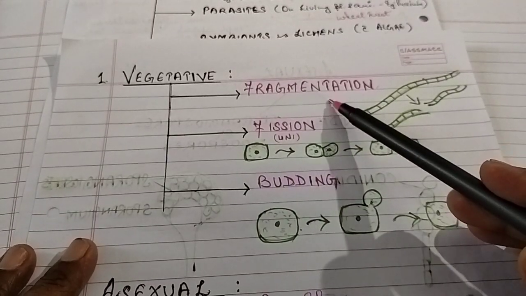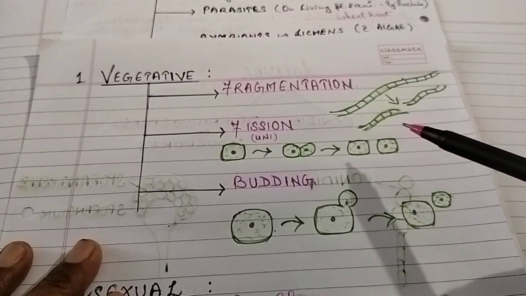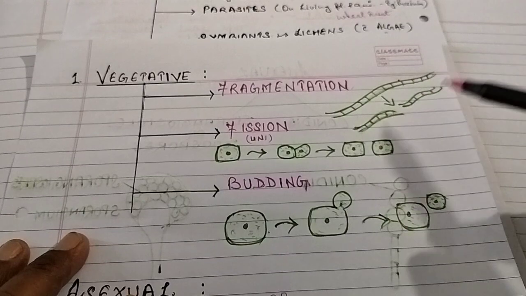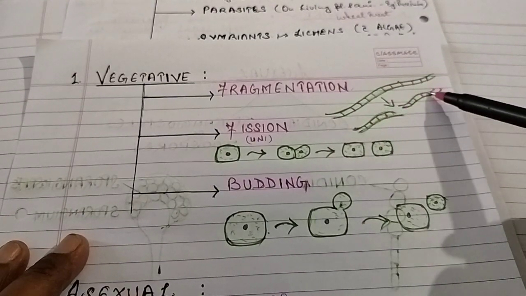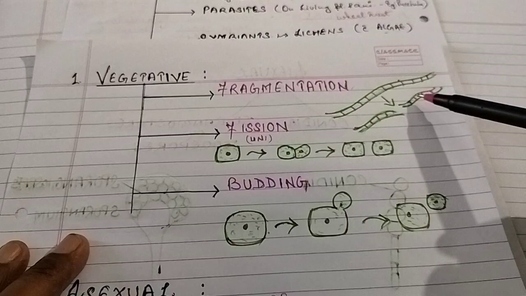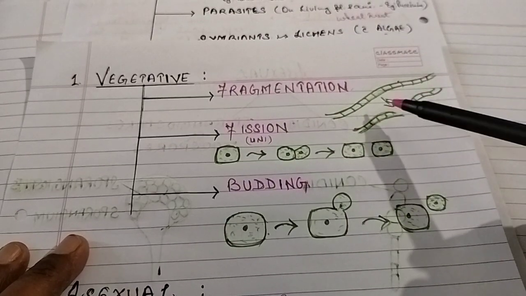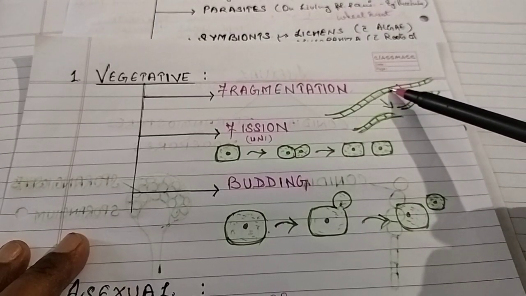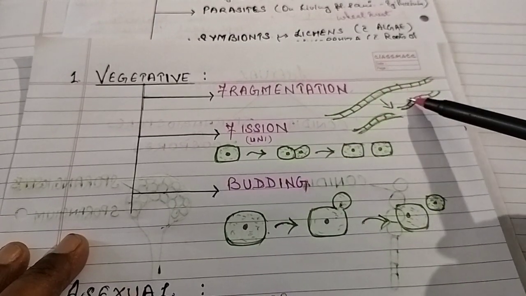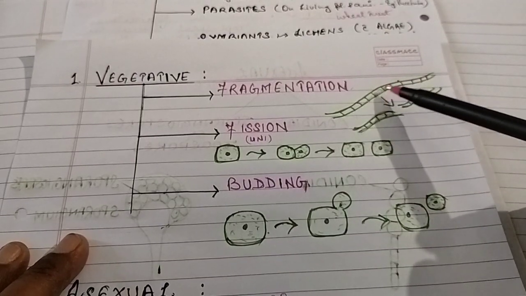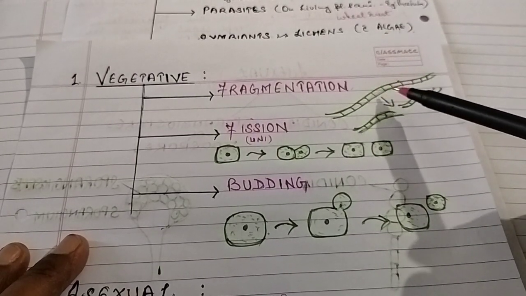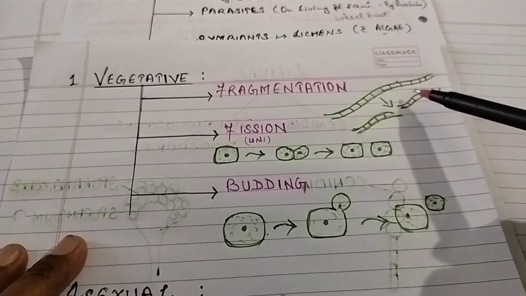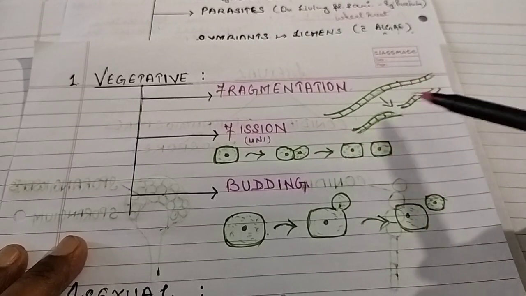What happens in fragmentation? The hyphae is divided into some fragments. You might know fragments means pieces. The hyphae breaks down into pieces called fragments, and in turn each fragment grows into a complete hyphae. This is called fragmentation, and this is a mode of vegetative reproduction in fungi. The main hyphae undergoes fragmentation, forming new fragments. These fragments in turn grow into new hyphae.